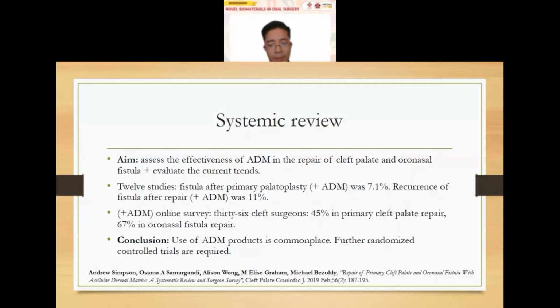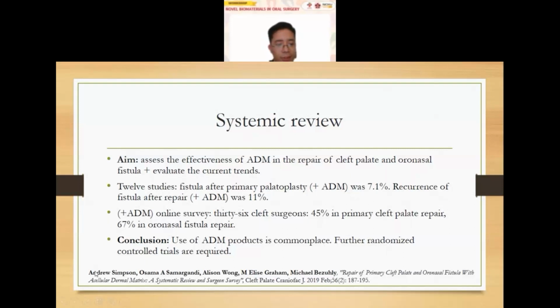Thirty-six cleft surgeons responded to the online survey, and 40% use ADM in primary cleft palate repair, while 67% use ADM for repair of oronasal fistula. So the conclusion is that the use of ADM products is common in palate surgery, but there is not much high quality data. Further randomized controlled trials are required to help develop structured guidelines and improve care.